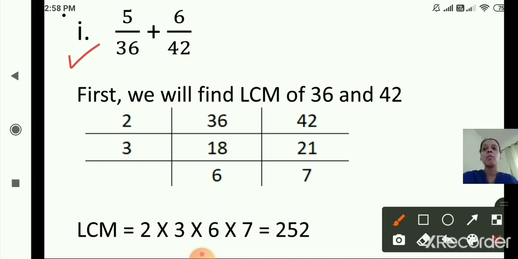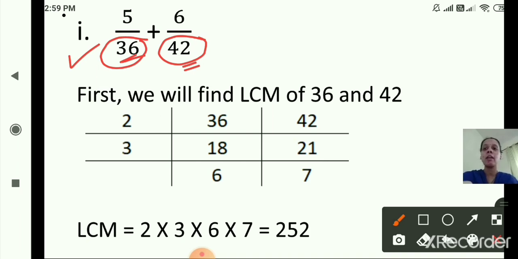As you can see here, in the denominator the numbers are bigger, so don't do cross multiplication, you will use the method that is LCM. So first we will find out LCM. Let's start now. First we will find LCM of 36 and 42. The denominator here is 36 and here it is 42.